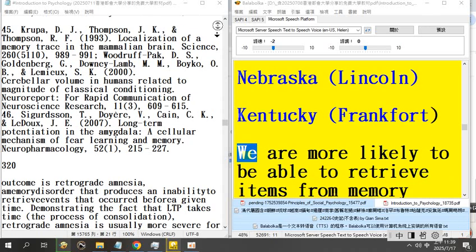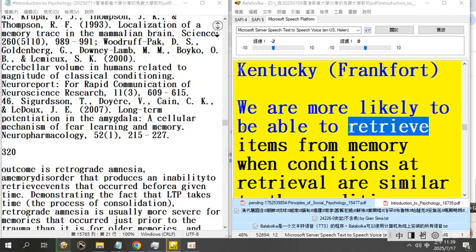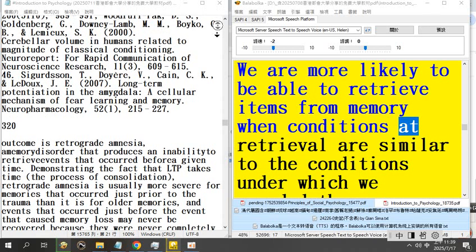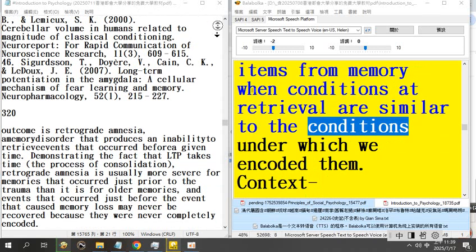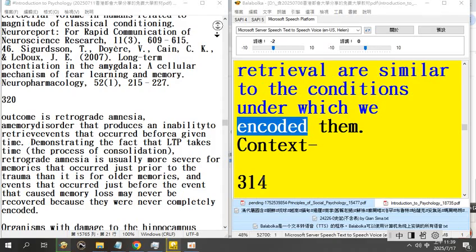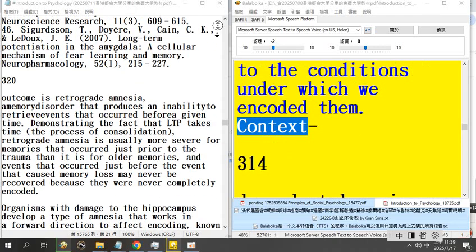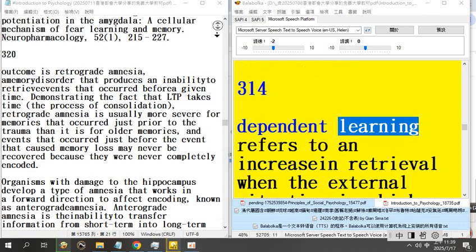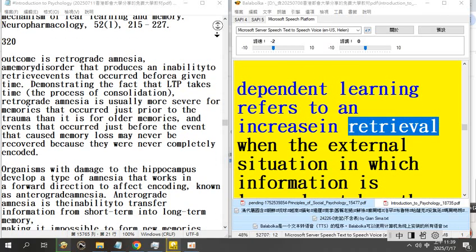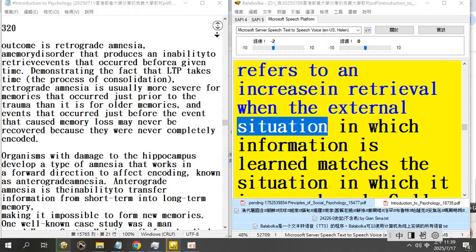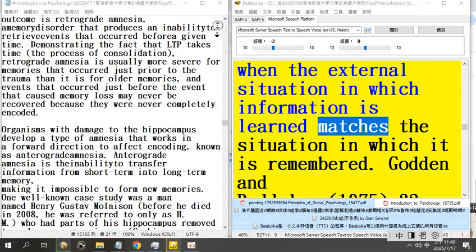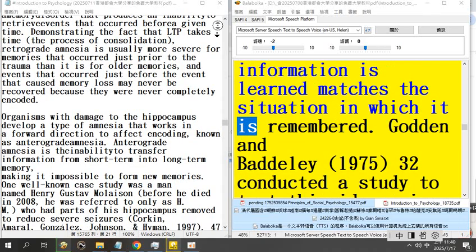We are more likely to be able to retrieve items from memory when conditions at retrieval are similar to the conditions under which we encoded them. Context. Context-dependent learning refers to an increase in retrieval when the external situation in which information is learned matches the situation in which it is remembered.